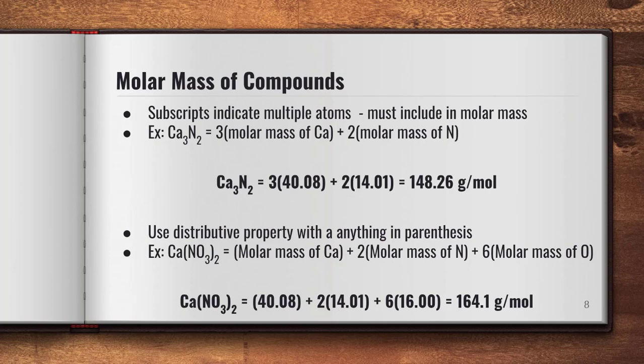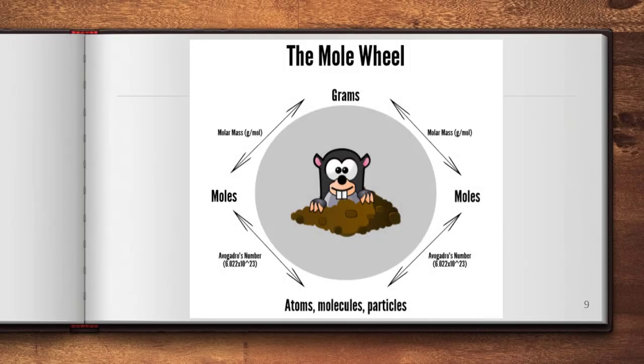So if you see it within brackets, think like the distributive property of math. That 2 goes with the N. That 2 also goes with the O3. Remember, 2 times 3 is 6. So I have 6 oxygens. So my total molar mass is 1 calcium plus 2 nitrogens plus 6 oxygens. In this case, 164.1 grams per mole. Okay? So again, I'm covering a lot of information here. This will be something that we spend quite a bit of time on in class.